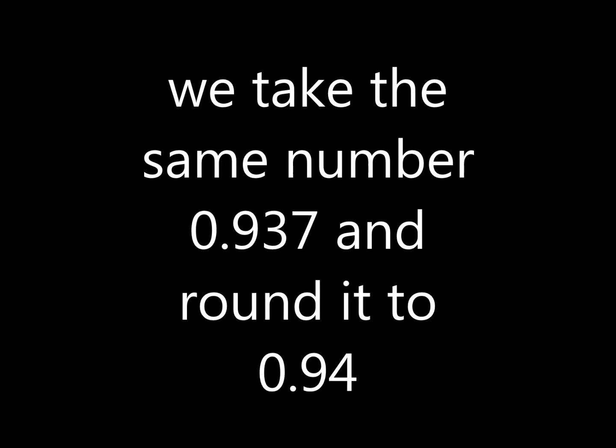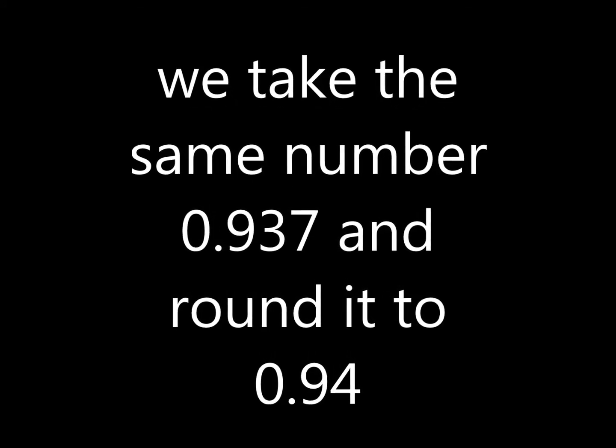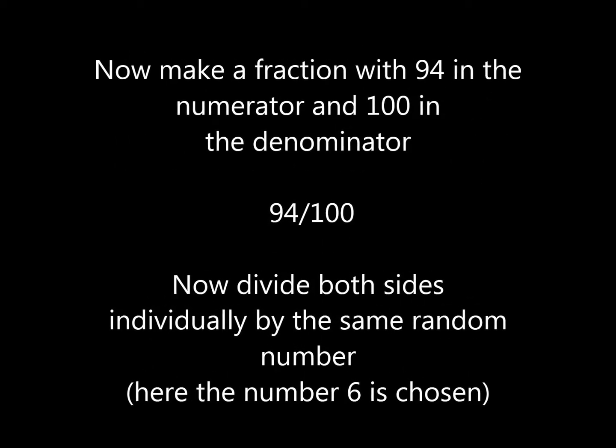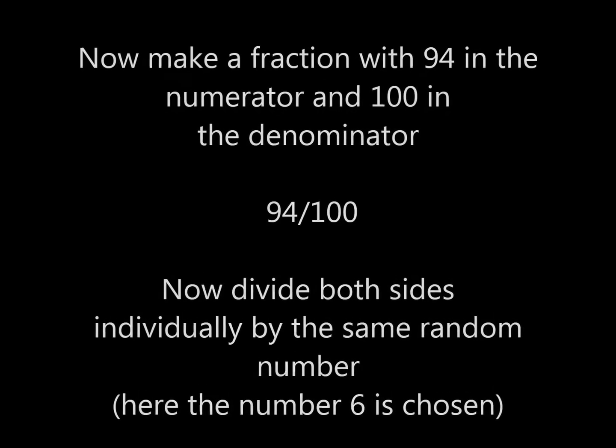Second method. We take the same number 0.937 and round it to 0.94. Now multiply the number by 100 and you get 94. Now make a fraction with 94 in the numerator and 100 in the denominator. Now divide both sides of the fraction individually by the same random number. Here the number 6 is chosen.